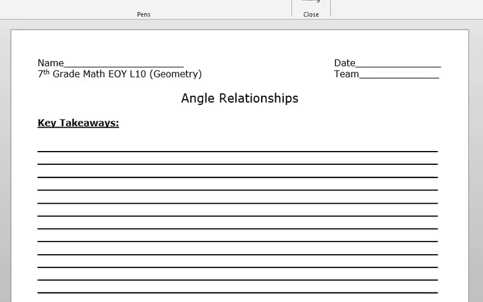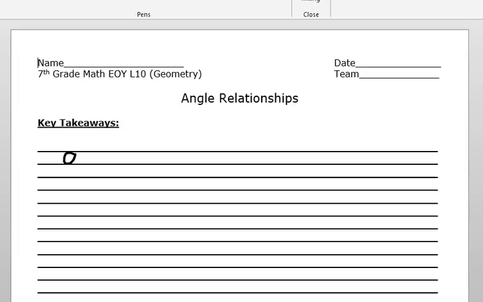Hey guys, today we are going to move into my favorite lesson on angles. But before we do that, I want to make sure that we have a few key terms written down. So on your key takeaway page, you're going to go ahead and write the following definitions.